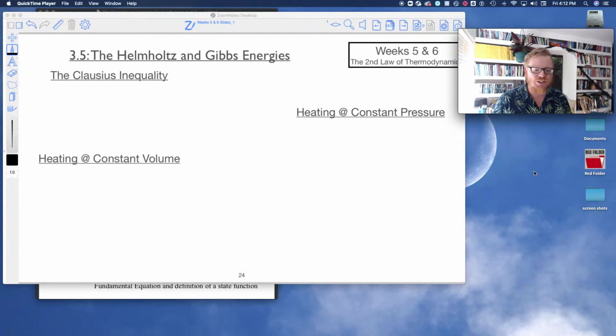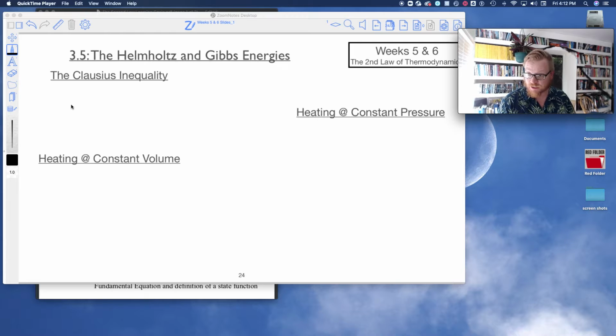And what we're also going to get into is our criterion for spontaneity. It's more than just delta S is greater than 0. There's a whole mess of other things that are required for spontaneous processes. And we're going to dive into that now.